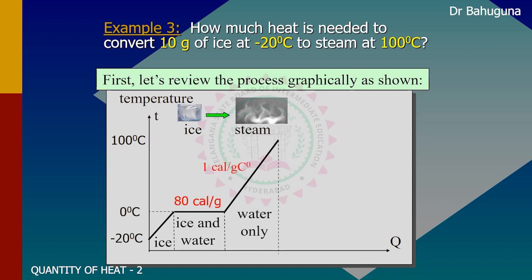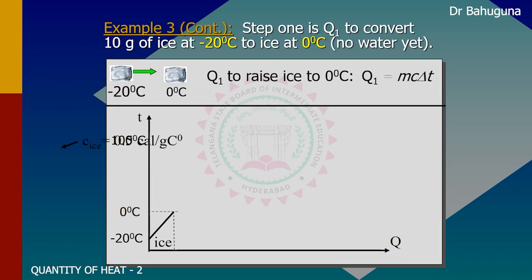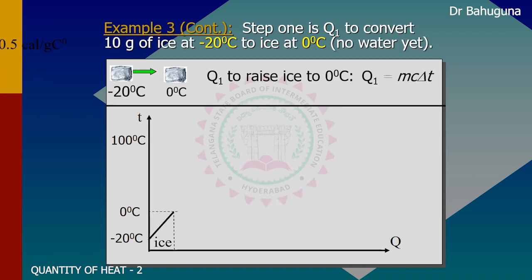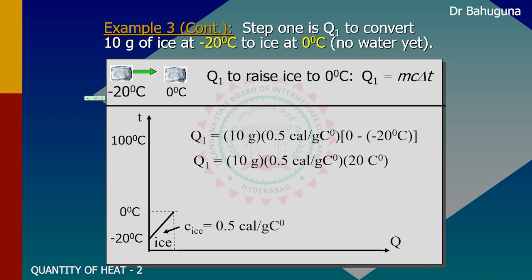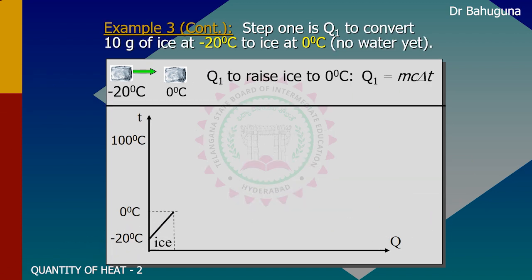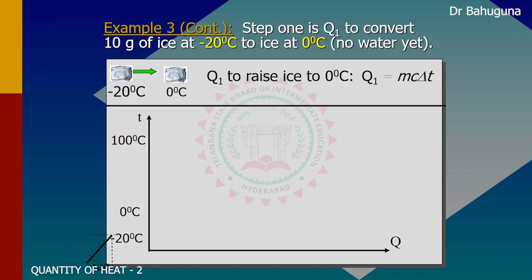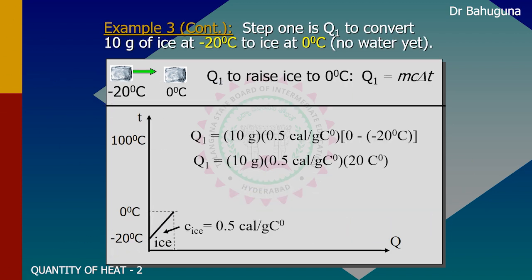Here it is ice at minus 20 and steam at 100, and first we want to take a graphical method to understand the various phases in this process. So you see here, it is minus 20 to 0 degrees centigrade. When you are supplying heat energy, there is a change of temperature, but it is still in the ice form. When there is a change of temperature, the formula is mc delta T. Here the specific heat of ice is 0.5 calorie per gram degree centigrade.